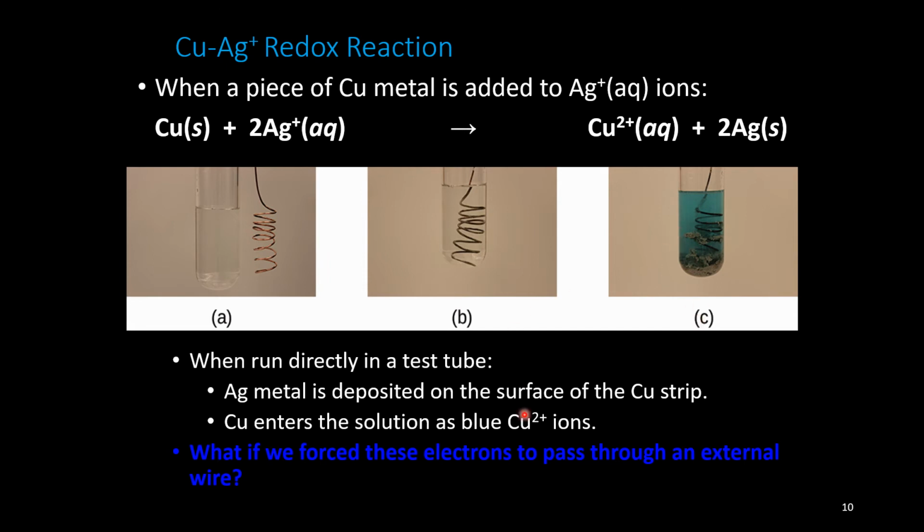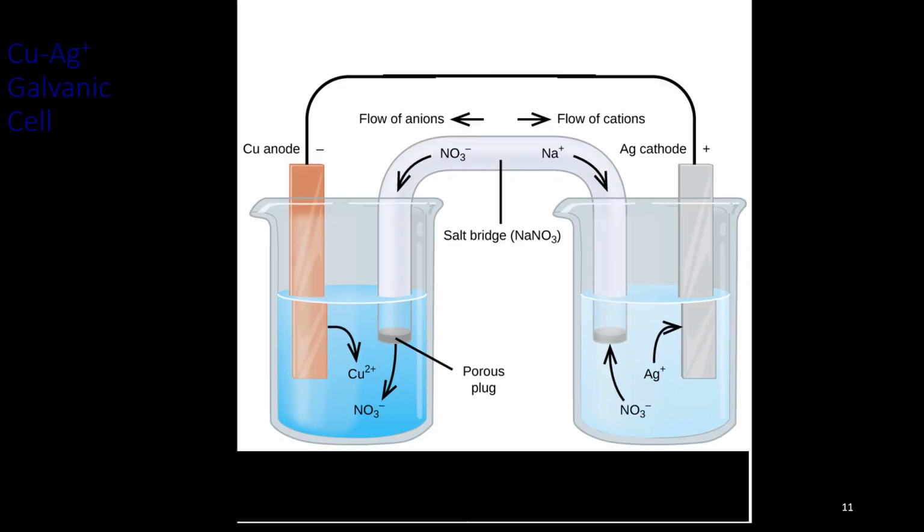So you can see how this could run directly in a test tube, right? But what if we took the 2 parts of this reaction and did them in separate containers, separate cells, let's call it, and looked at it that way?